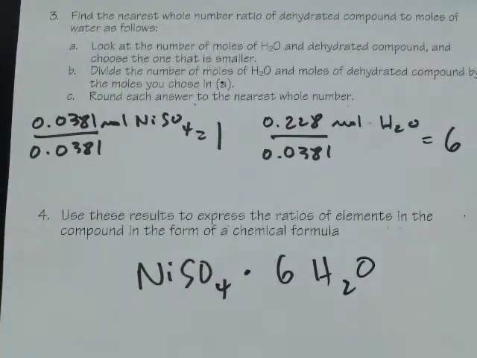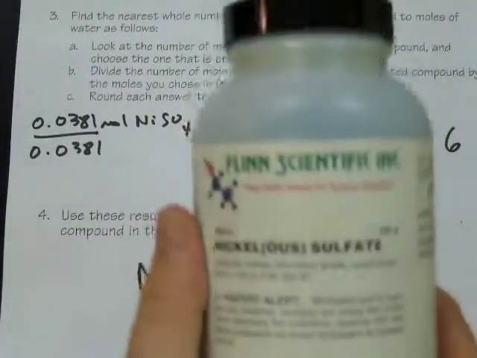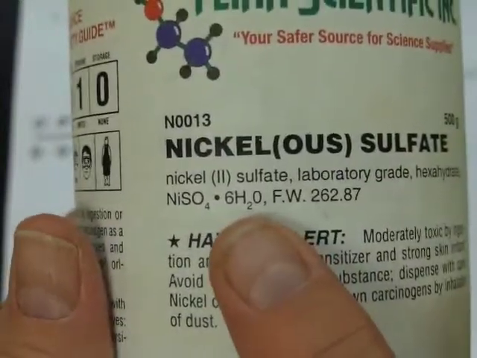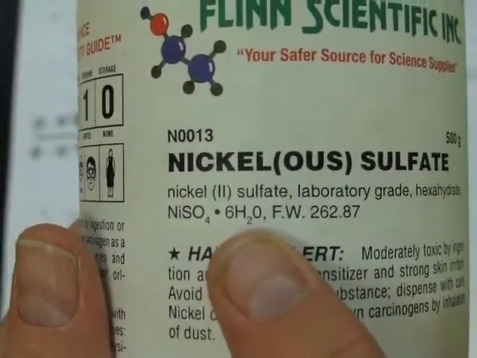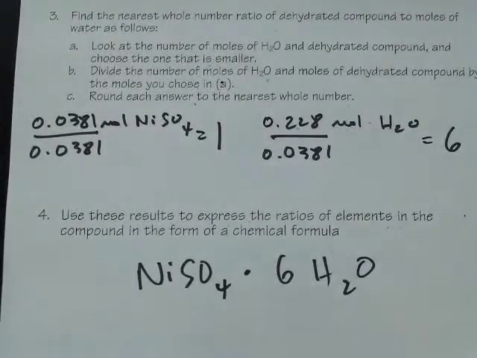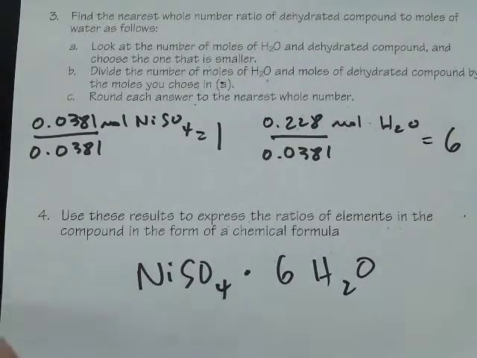Let's check the answer and see how close I came to what it says in the real chemical formula. This is where I got the nickel sulfate from. It says right there, nickel sulfate, 6 hydrate. So that's the chemical formula. That's how we find the chemical formulas for substances. We take them and we break them down into their parts, and we weigh the parts separately, and then we turn that into moles to count them, and then express it in a whole number ratio.